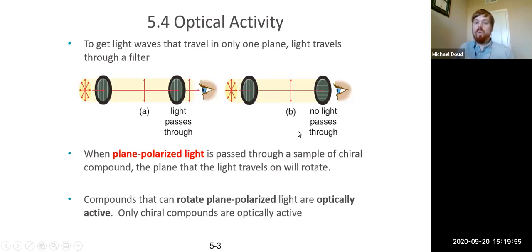Now the way that we're going to use this is we're going to stick one of these compounds that's chiral in between these two filters. And we know that if we have a pure chiral compound, it's going to rotate light one direction or another. So we stick the compound in here, the polarized light rotates one way or the other, and we just adjust this filter, clockwise or counterclockwise, until we actually see the light pass through. And that gives us this optical activity. And remember, only chiral compounds are optically active. All other compounds are symmetrical, so there's no net rotation of the light one way or another.